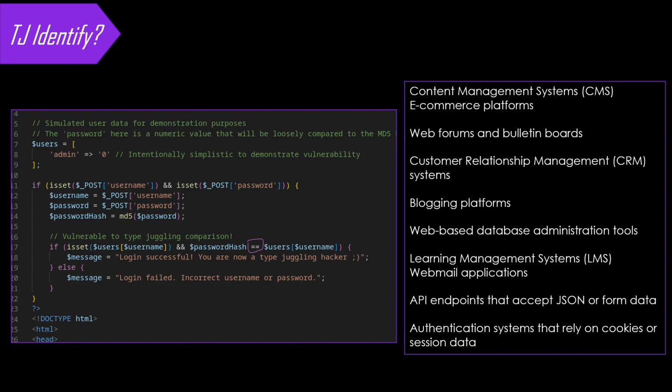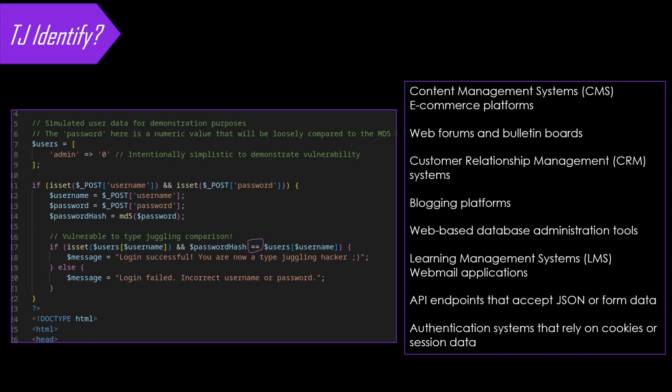When a user submits their username and password, the password is hashed using MD5 and stored in password hash. The if statement, if user username and password hash equals user username, uses the loose comparison operator. This is vulnerable to type juggling because if the MD5 hash begins with 0e, which is known as a magic hash, PHP will interpret it as an exponent in scientific notation, which is numerically equivalent to 0. Since the password in our user array is also 0, PHP will consider them equal due to type juggling, hence it will bypass the login.